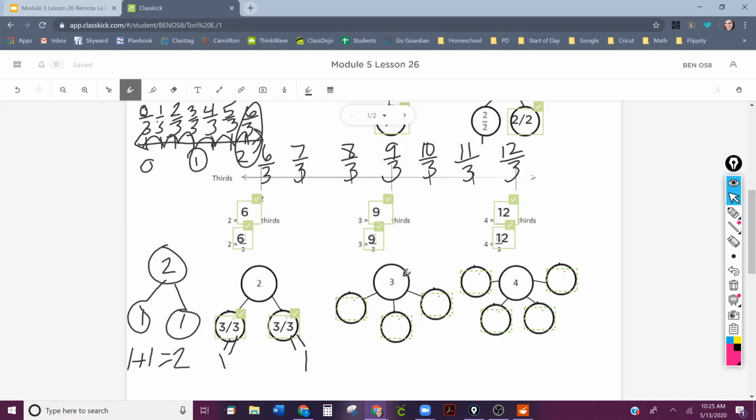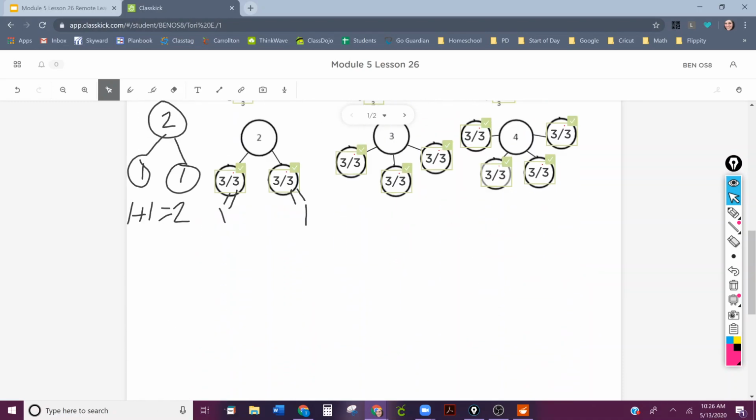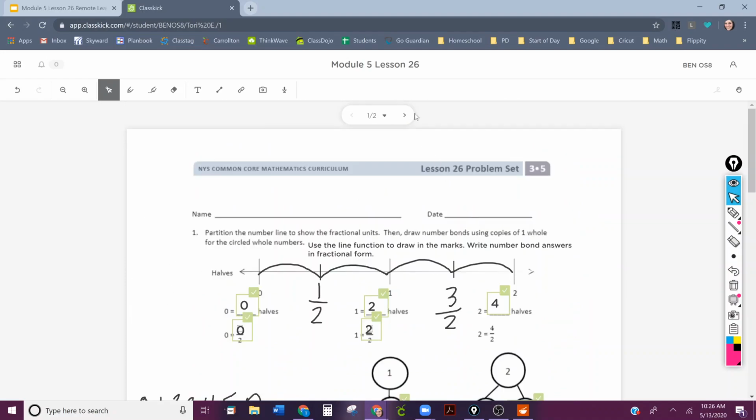Okay? So it's going to be the same thing for 3 wholes. You're going to have 3/3 and 3/3 and 3/3, which is just like having 1 plus 1 plus 1 equals 3. Then when we look at 4, same thing, we have 3/3, 3/3, 3/3, 3/3, which is just like having 1 plus 1 plus 1 plus 1, which equals 4. Okay?